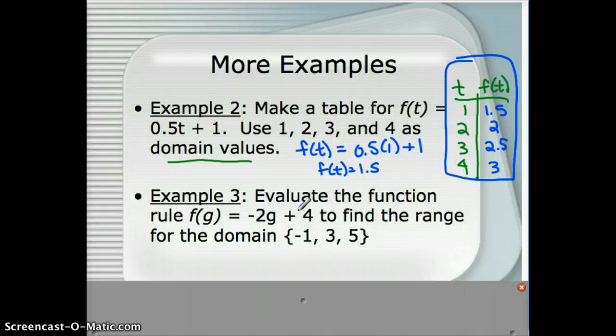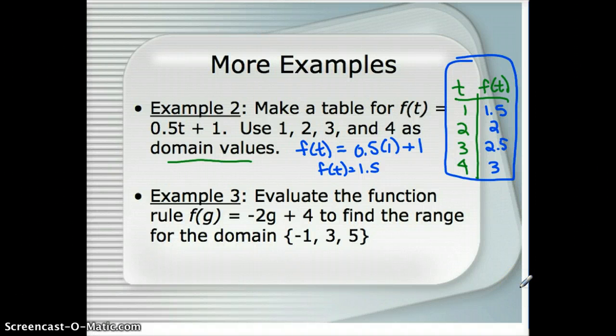Okay, so another common one, evaluate the function rule f of g equals negative 2g plus 4 to find the range for the domain negative 1, 3, and 5. So again, I'm just plugging in negative 1, 3, and 5 for g. So I'm going to do f of negative 1. That would equal negative 2 times negative 1 plus 4. I'm just plugging it in, so 2 plus 4, that would be 6.